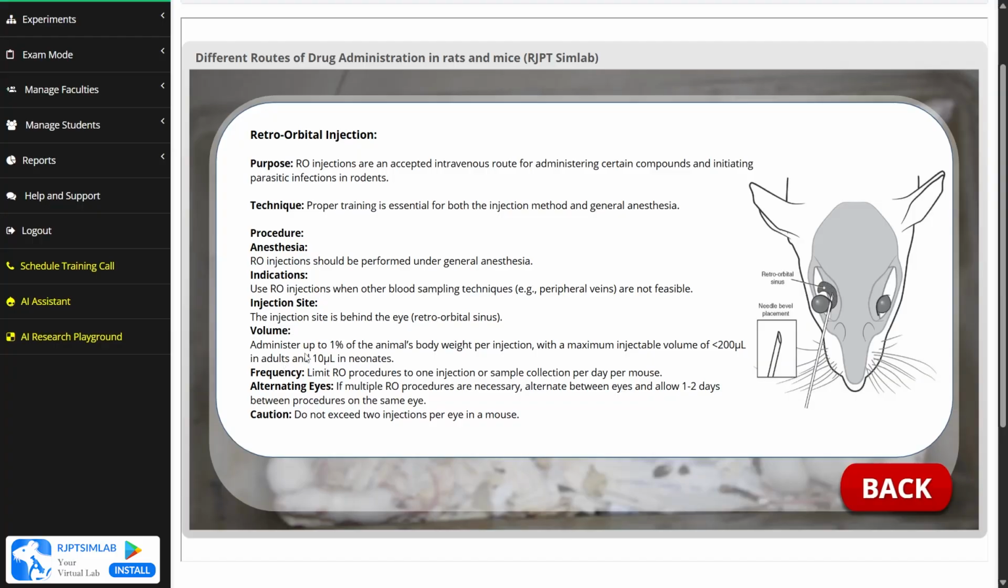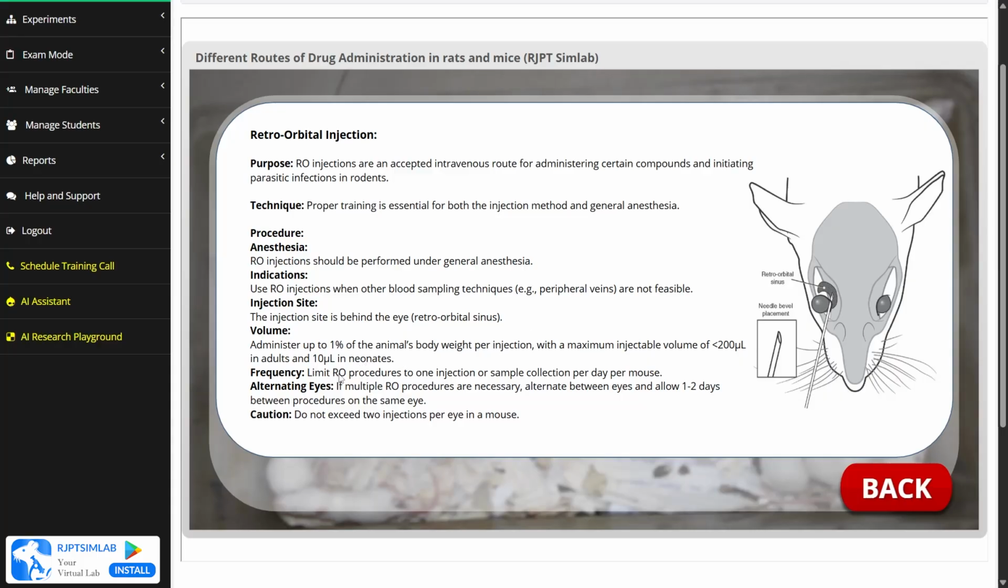The volume. Administer up to 1% of the animal's body weight per injection with a maximum injectable volume of less than 200 microliter in adults and 10 microliter in neonates. For adults, the maximum dose is less than 200 microliter, and for neonates or newborns, we have to use 10 microliter.